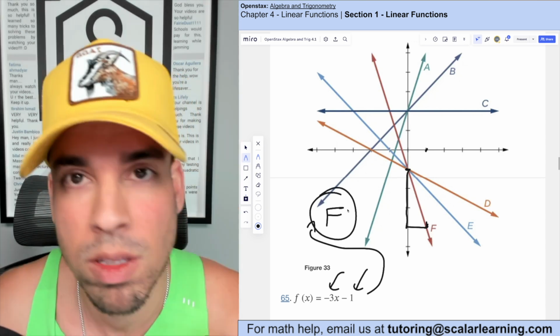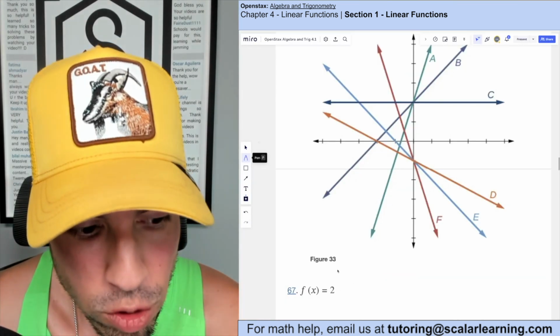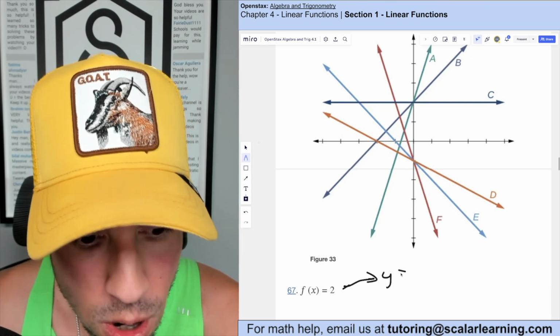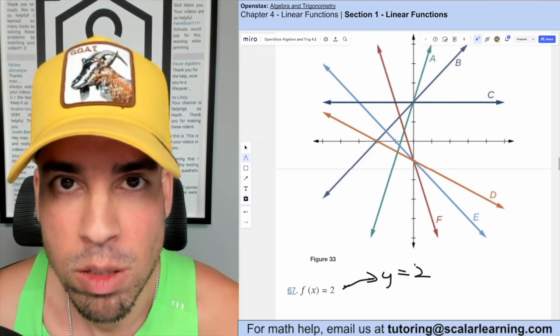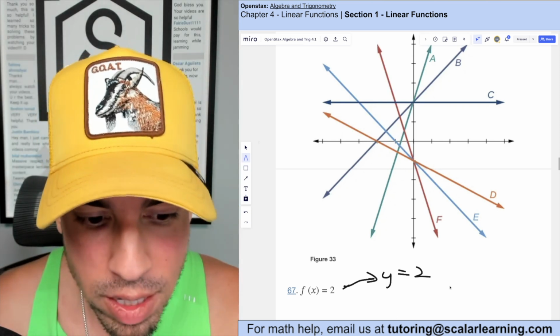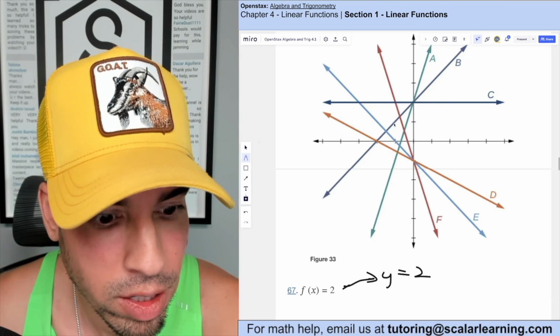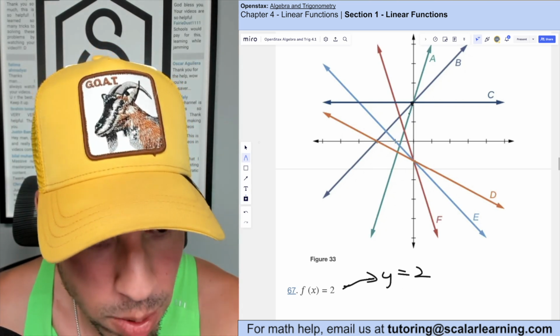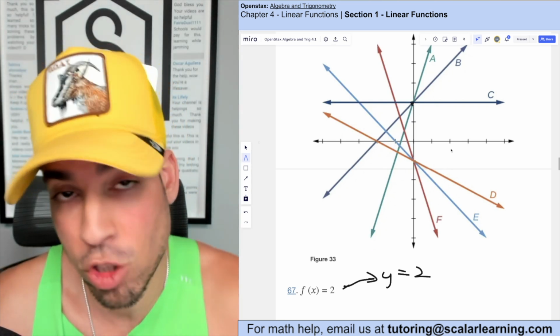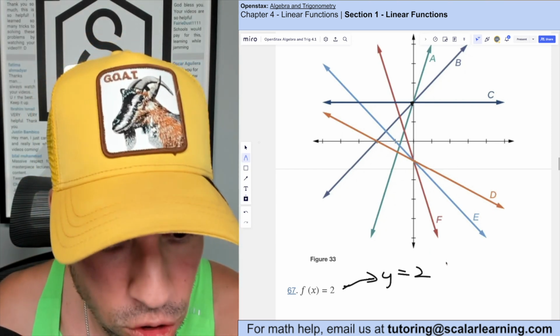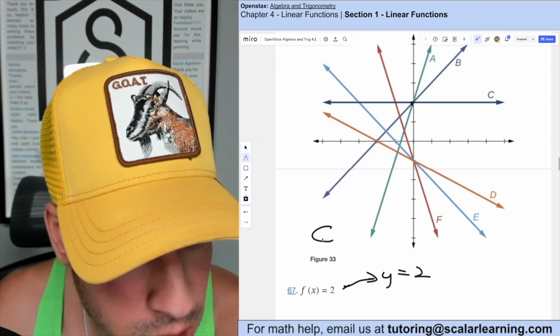Boom, done. For 67, the question is which line is f of x equal to 2, which is basically the same thing as y equals 2. And what I mentioned in previous explanation is that when it's y equals a constant, it's a horizontal line. There's only one horizontal line here, and there's only one position right at 2, by the way, which this needs to be positioned at 2. Y should always be 2, right? So obviously the answer for 67 must be C.